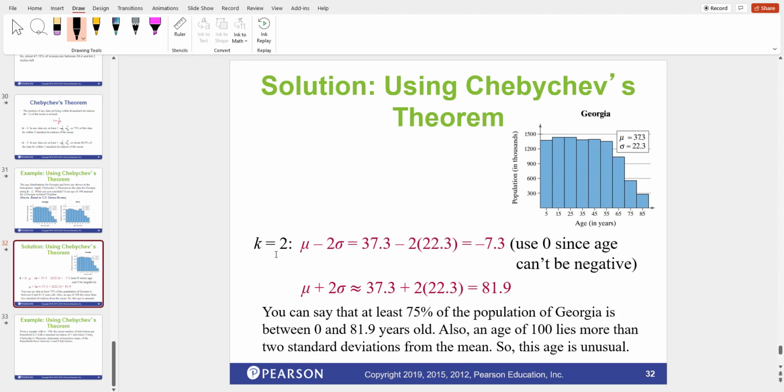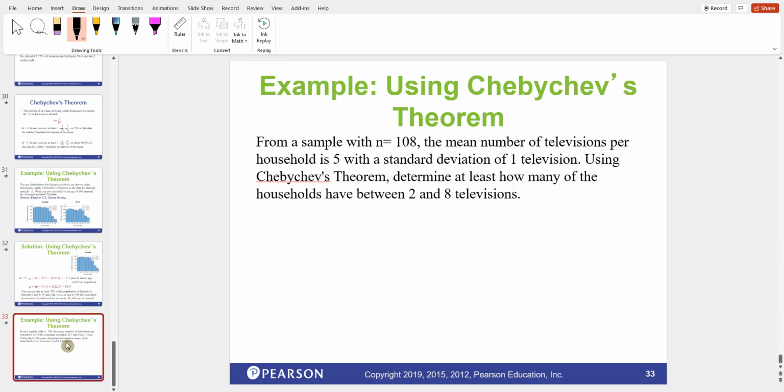So an age of 100 does not lie within those 2 standard deviations. It will be further out. So that would be unusual, because most of your data set should fall within 2 standard deviations, and 100 is further away from those 2 standard deviations.